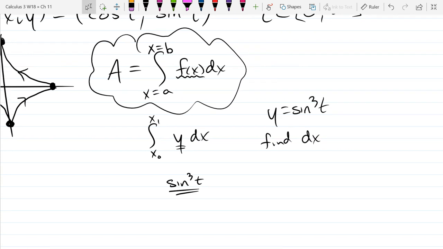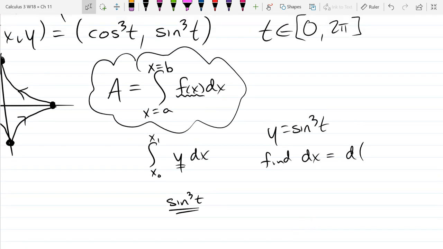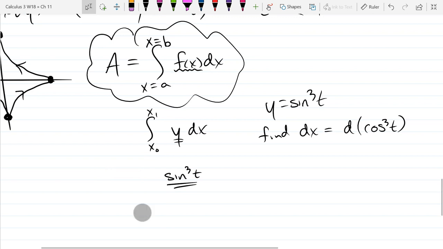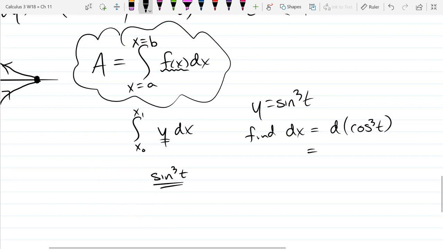All right, dx. Well, x is cos cubed t. You have made these computations before. You just didn't really see it written like this. I'm going to take the derivative, or d of cos cubed t. So it's 3 cos squared t times negative sine t. And at the end, there'll be not a dx, there'll be a dt.